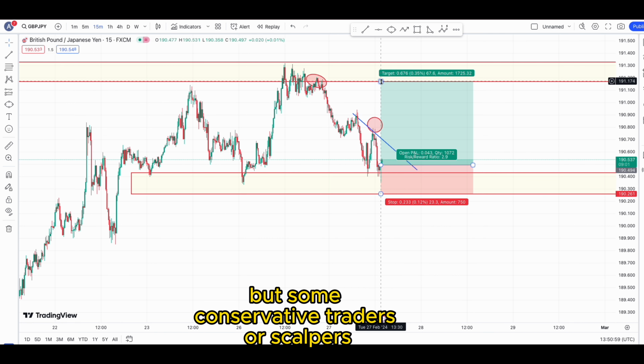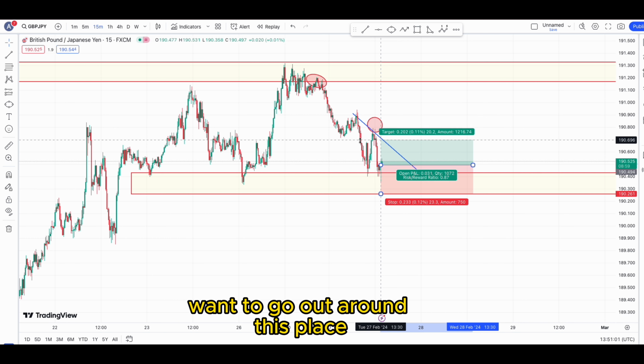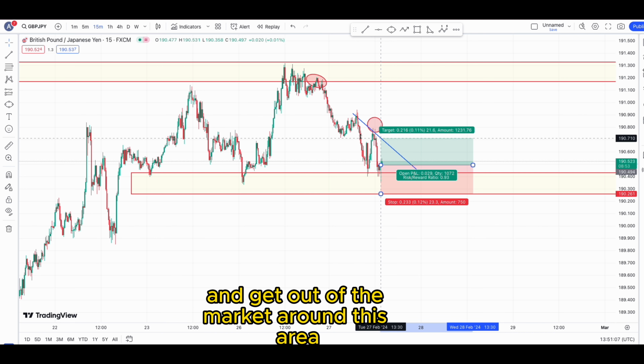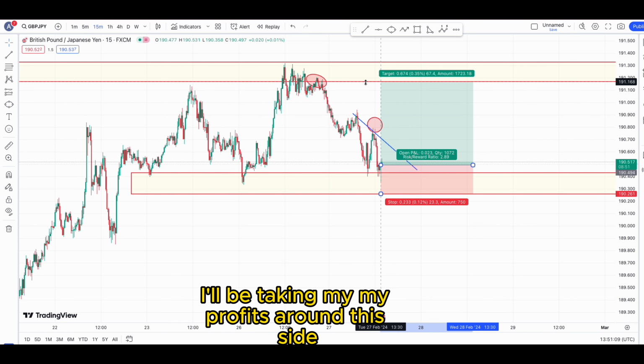But some conservative traders or scalpers might want to go out around this place. Probably they might want to just scalp and get out of the market around this area. But personally, I'll be taking my profits around this side.